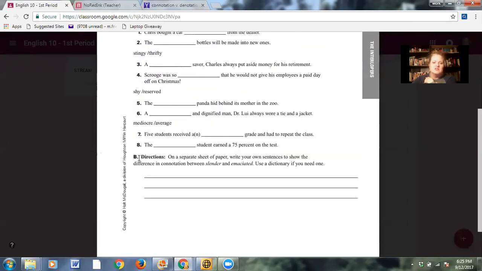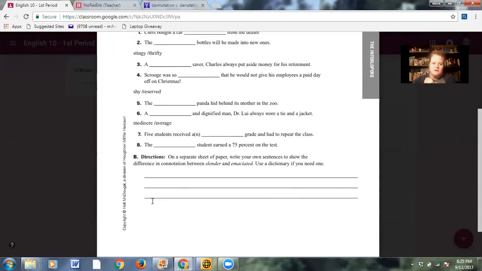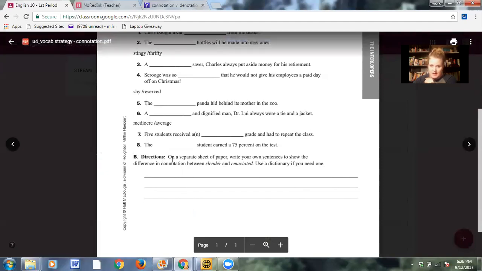Section B. This says on a separate sheet of paper, but you don't have to use a separate sheet of paper. I think you'll have plenty of room here, and I think the back of this page is blank. So if you need extra room, you can write on the back.